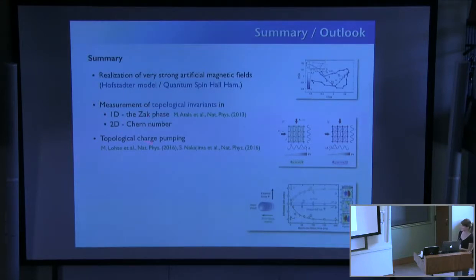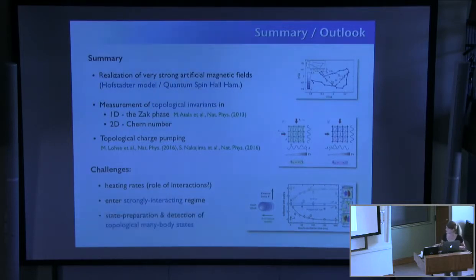But regarding the 2D Chern number measurement or extensions along the lines of measuring interesting topological many-body states, there are a few challenges that we have to overcome, is to understand heating rates in our lattices. Maybe we have to study other techniques in order to engineer artificial magnetic fields, which are more useful and have lower heating rates. This we don't know. We have a lot of ideas with the existing setup, what could be done in order to reduce the heating rates. Then we need to enter the strongly interacting regime, which is also not straightforward. We need state preparation techniques and detection techniques.